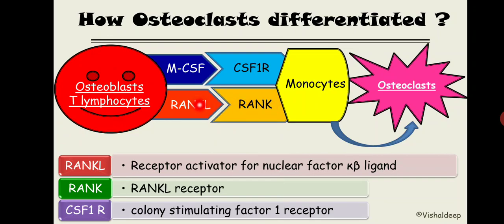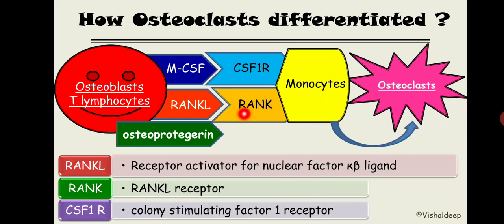Now to inhibit this conversion, to regulate the total amount of monocytes that are converted into osteoclasts, to keep it in check, there is one more thing that you need to remember, osteoprotegerin. Remember the term osteoprotegerin. This osteoprotegerin competitively inhibits RANK binding. So once osteoprotegerin binds with RANK, it will inhibit the conversion from monocyte into the osteoclast. Clear? Let me repeat one more time.